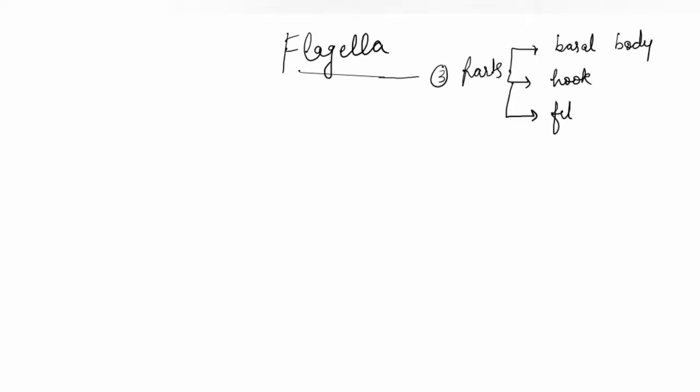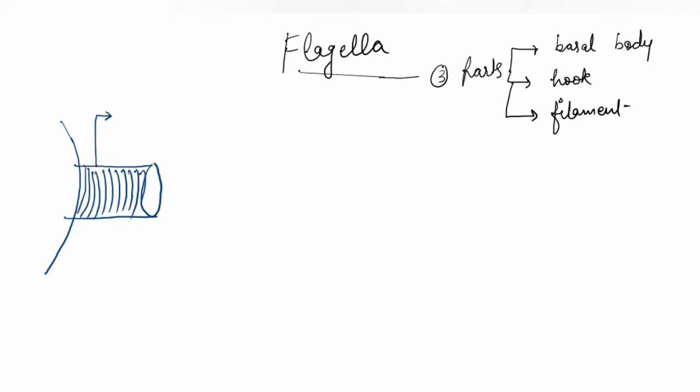So firstly, flagella. Flagella is basically made up of three things. It has a basal body, it has a hook, or we can say curved sheath, and it has a filament that helps in movement. This is the diagram. So the basal body is a stack of rings that is anchored within the cell wall.